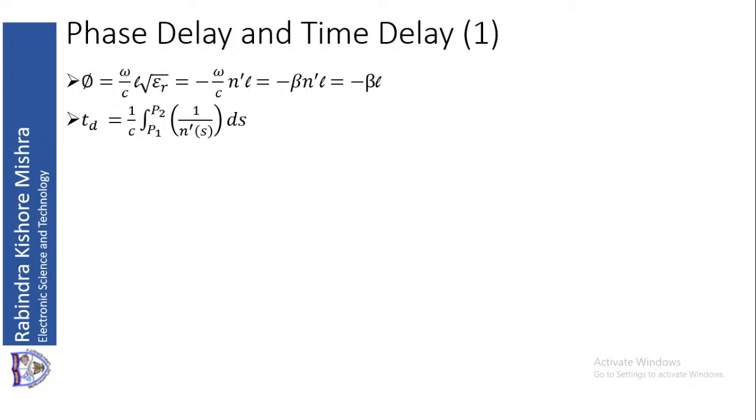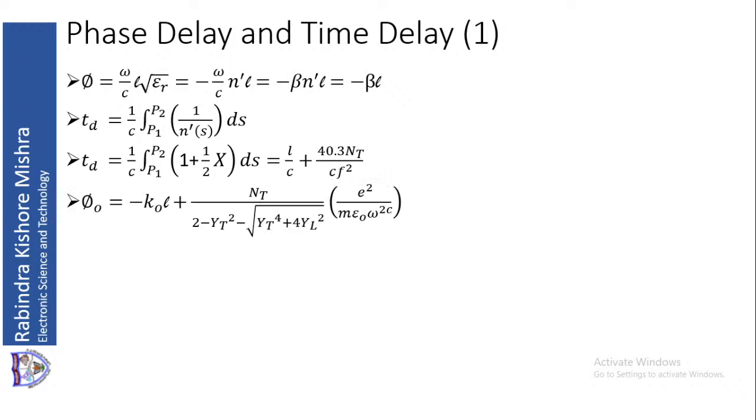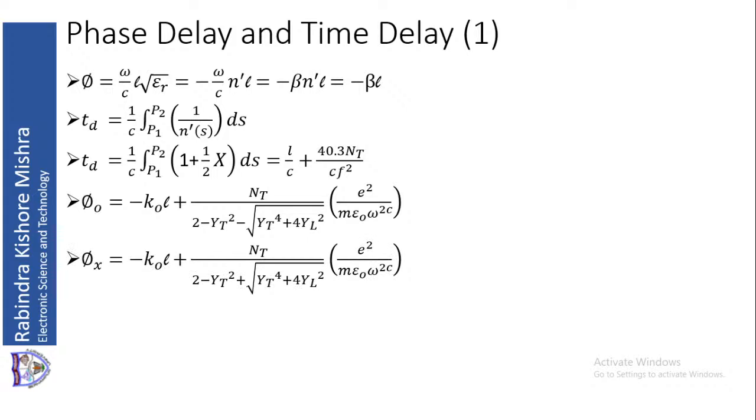Okay. Now doing the integration for this, we'll get for n dash s, we'll put 1 plus 1 by 2x ds. So that integration will give us L upon C plus 40.3 Nt upon C f square. Now once we know what is Td, then we can find out what is T0, phi0. Phi0 will be equal to minus K0L plus the rest of the part that is shown here. This part we have already seen in the formula for n, when we have found out the n dash formula.